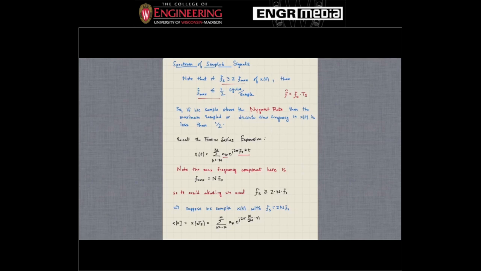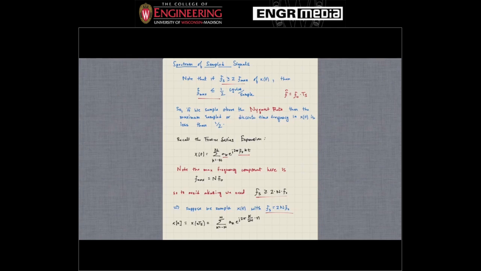So if we had a Fourier series representation of a signal x of t where the maximum frequency was n times f naught, then to avoid aliasing, we would just need the sampling rate to be greater than 2 times f max, or 2 times n times f naught. So let's just say we sample right at this so-called Nyquist rate, which is Fs equals 2 times n times f naught.